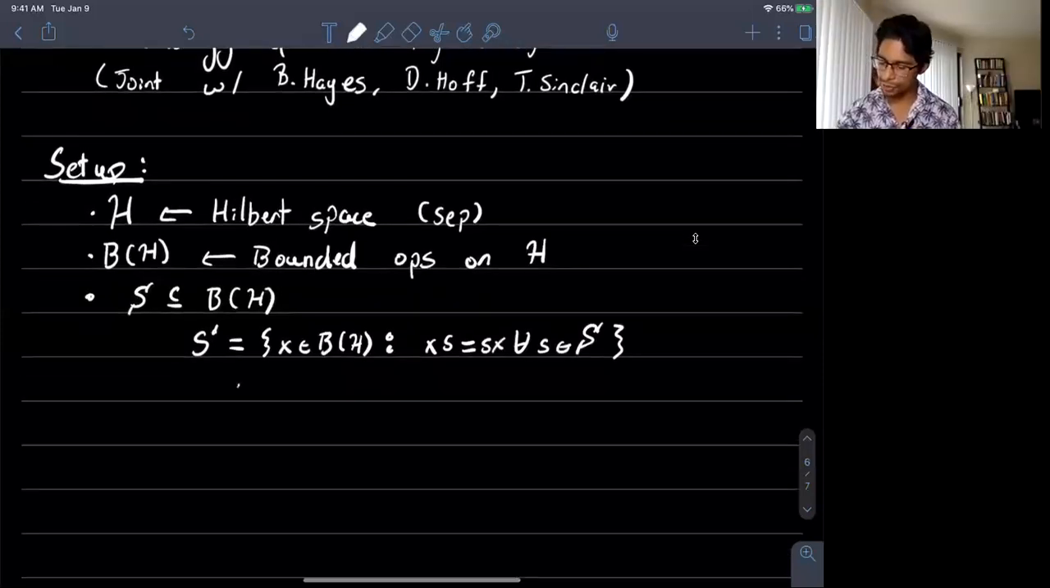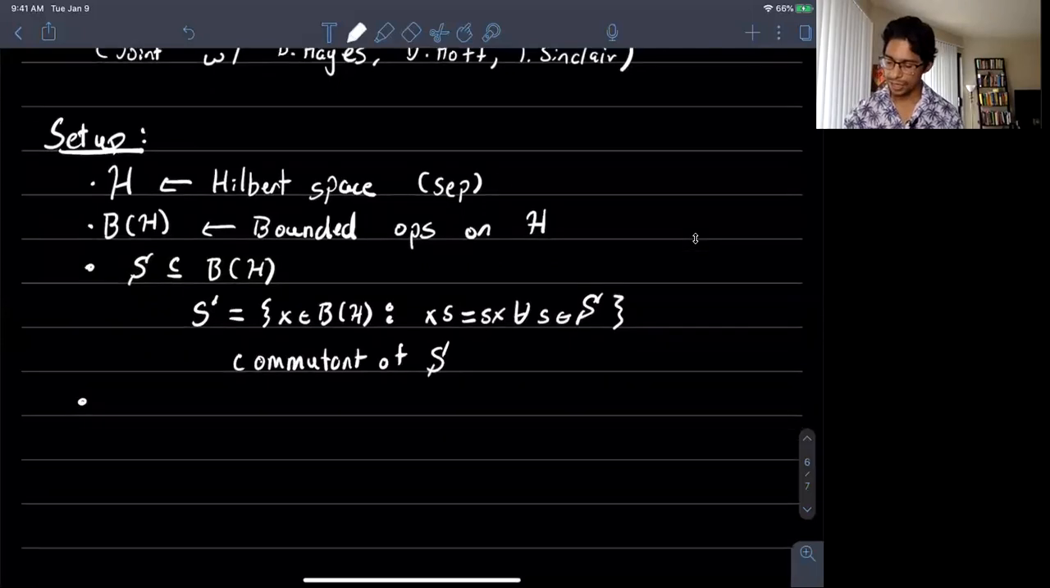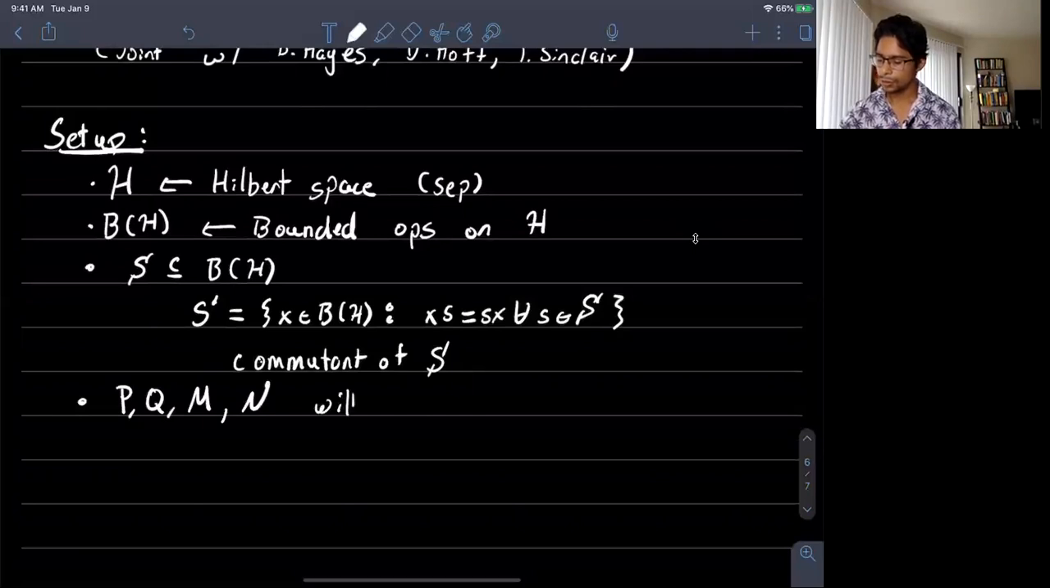All right, so in words, this is the commutant of S. Now, what I'm really going to care about are very special subalgebras of B of H. So special, they're going to get various letters: P, Q, M, maybe N. These will all denote von Neumann subalgebras of B of H.